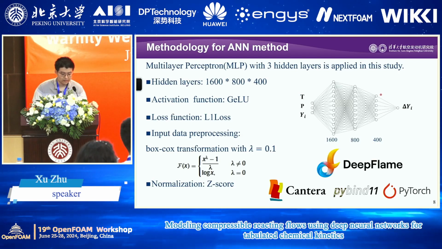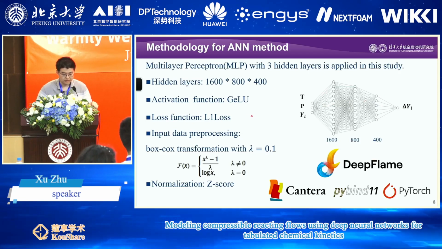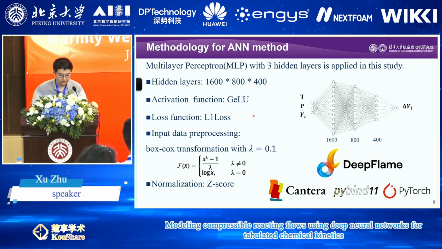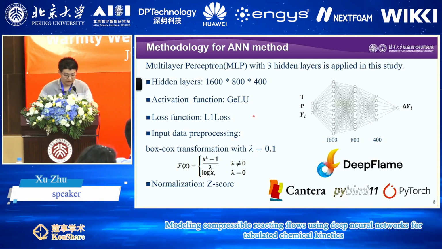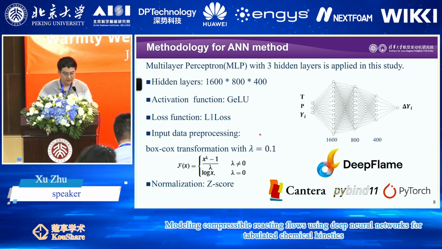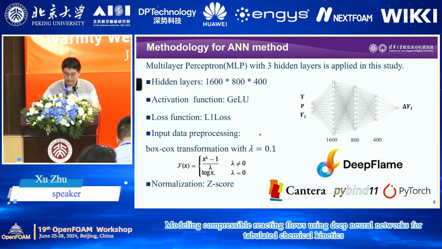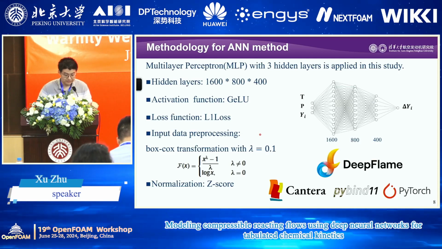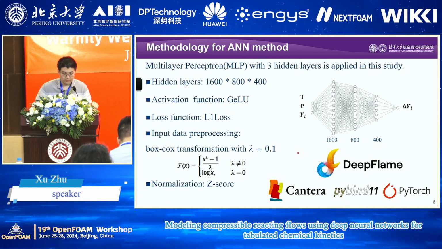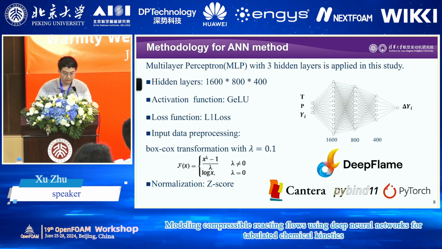In this method, we apply a multi-layer perceptron with 3 hidden layers, and the parameters are shown in the left column. One thing to note is that we apply a Box-Cox transformation with lambda value equal to 0.1 for input data pre-processing, to overcome the difficulty of training data with minor species. And of course, for the framework, combining Cantera, PyTorch, and OpenFOAM together, we use the DeepFlame framework.